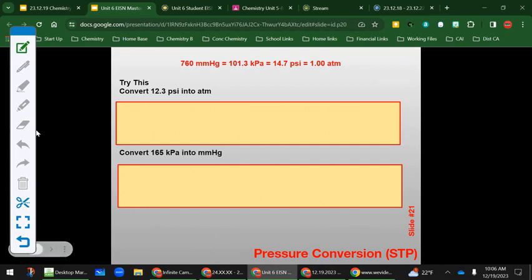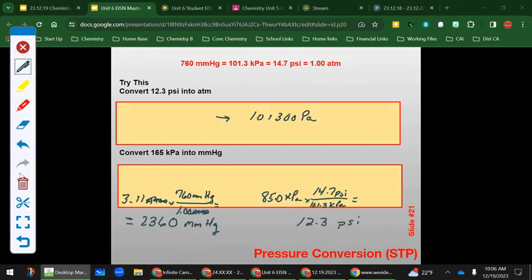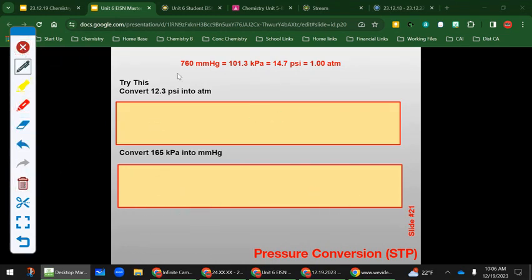Okay. Here's what I will tell you, ladies and gentlemen. I will, on a test, give you these. By the end of this unit, you should have them memorized. But I will give these to you on a test. But you need to know how to use them.